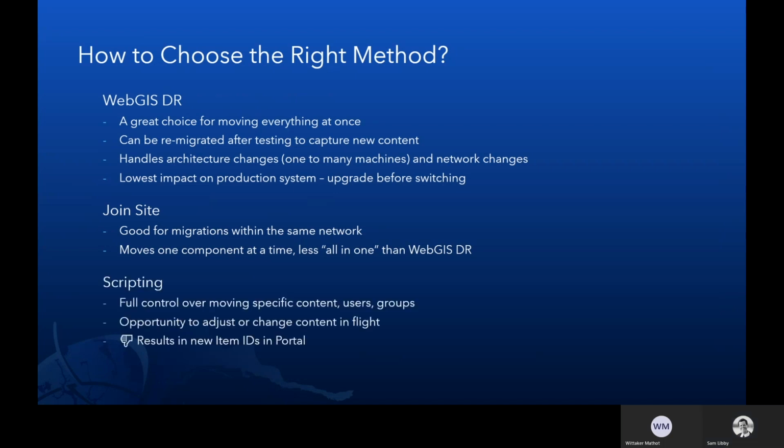And then scripting obviously gives you that full control over item by item options. So you can move specific content, users, and groups, however you want to do that in the many ways that are relevant to you. It also gives you the opportunity to adjust content or make changes in flight. And I think the main downside is that it does create those new item IDs when you move the content. And so if you have users who have links to a specific item with the ID in that URL, or complicated relationships between items, you want to make sure that you actually maintain those things when you make the change.